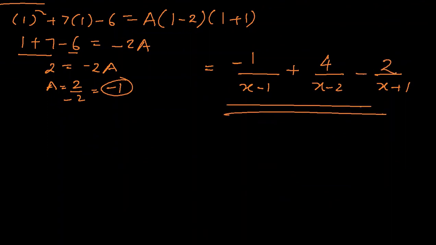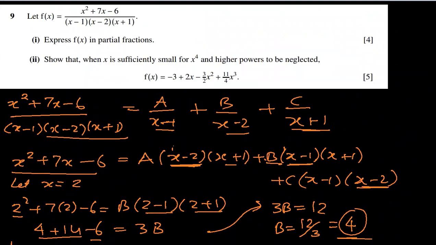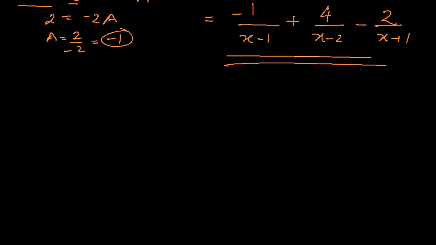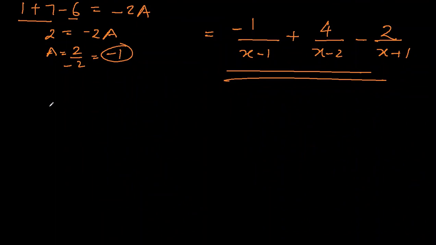This is the partial fraction. Let's see what is the second part. Show that when x is sufficiently small, x^4 and higher powers can be neglected. This is the expansion of f(x). Okay, so we have to expand it. So let's expand. For that we'll have to restructure this.